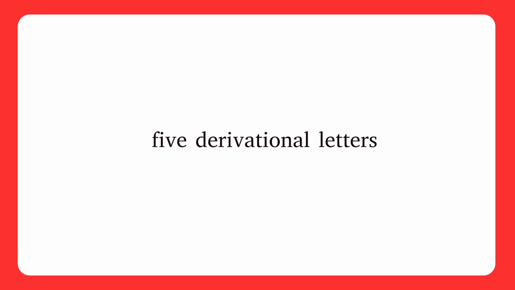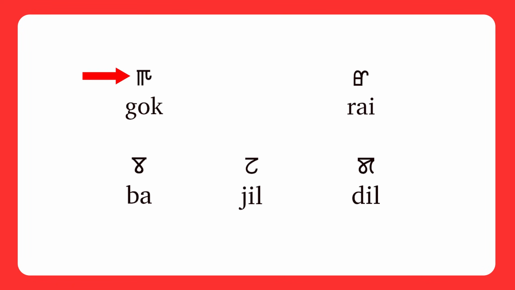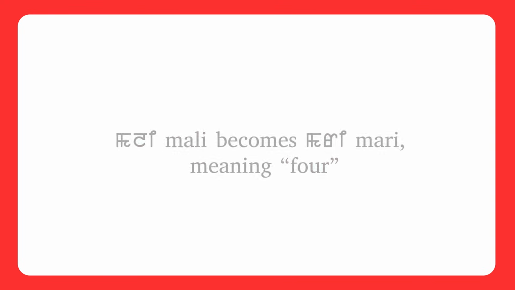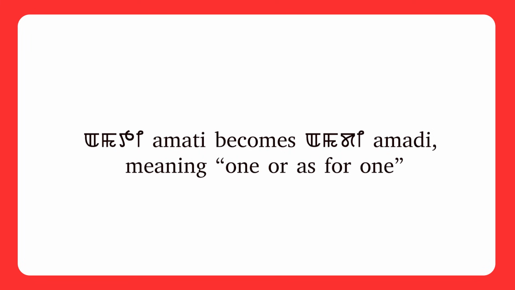There are 5 derivational letters collectively called Thangtha Mayek: Gok, Rai, Ba, Zil, Dil. These letters explain how sounds change in connected speech. For instance, Haisake becomes Haijage, meaning let me tell you please. Mali becomes Mari, meaning for. Amati becomes Amati, meaning one or as for one.